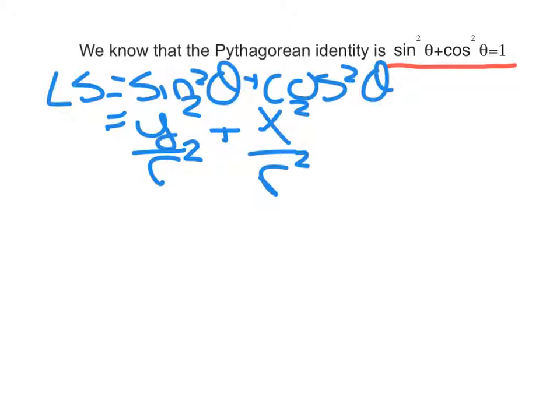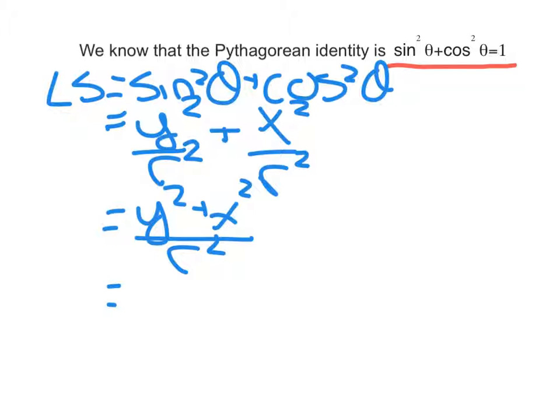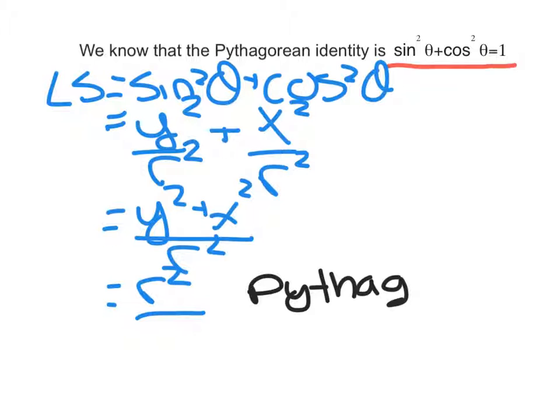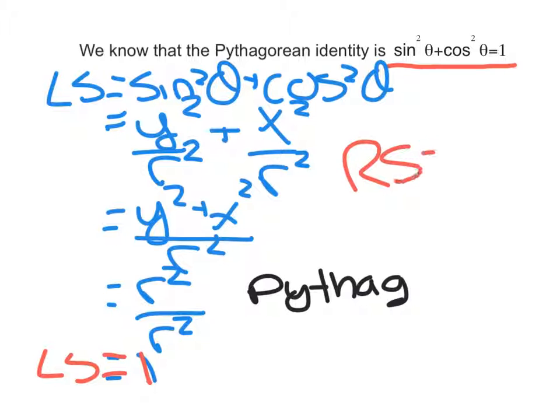Since our denominators are the same, we just have to add our numerators. That gives us y squared plus x squared all over r squared. And we know that from the Pythagorean theorem, y squared plus x squared equals r squared. So now we're left with r squared over r squared, which is equal to 1. And our right side was 1 from the beginning, so our left side is equal to our right side, because they both equal 1.